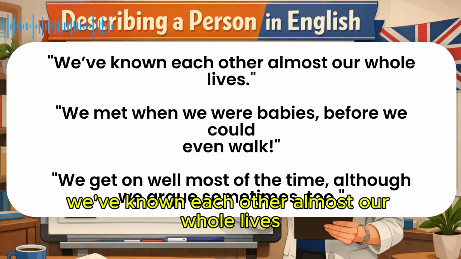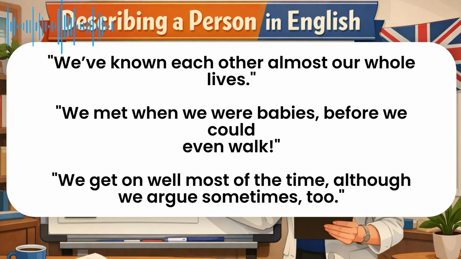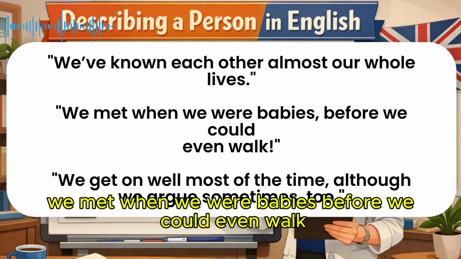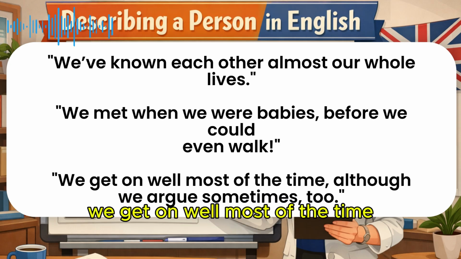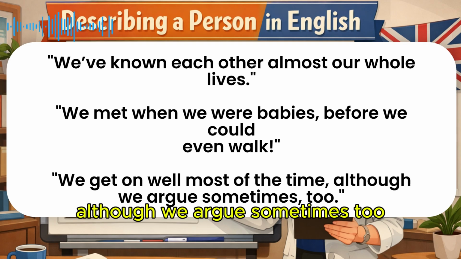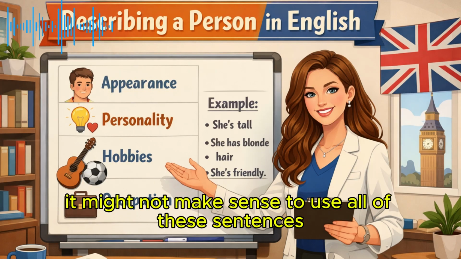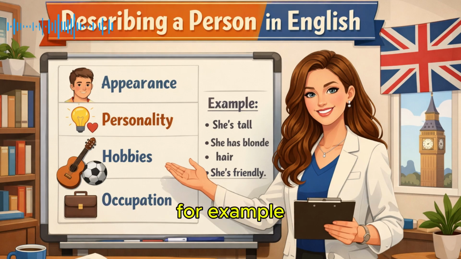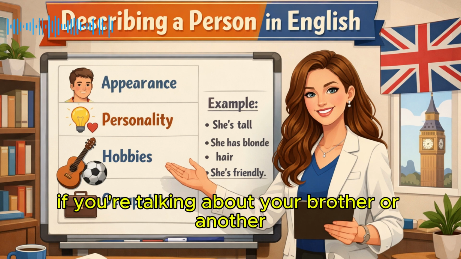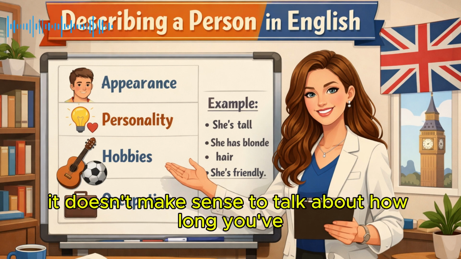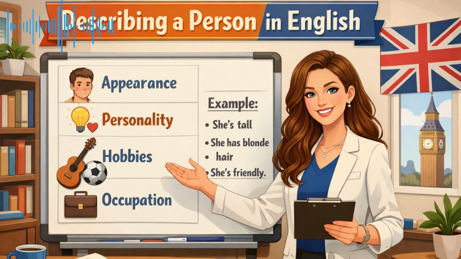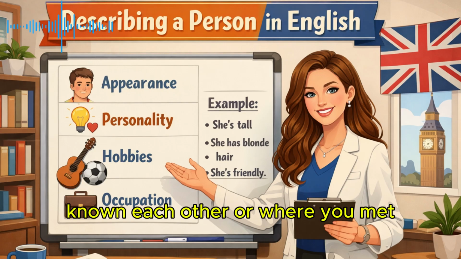We've known each other almost our whole lives. We met when we were babies, before we could even walk. We get on well most of the time, although we argue sometimes, too. Depending on who you're talking about, it might not make sense to use all of these sentences. For example, if you're talking about your brother or another relative, it doesn't make sense to talk about how long you've known each other or where you met.